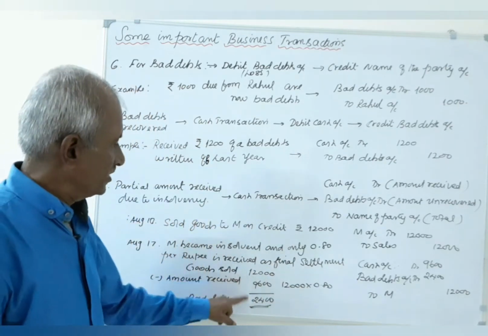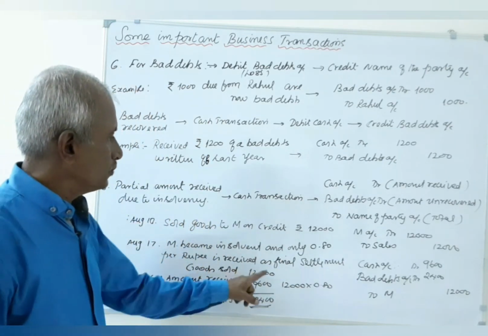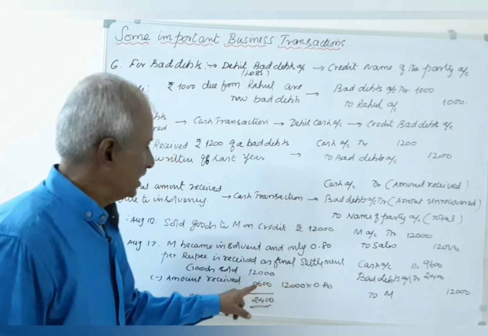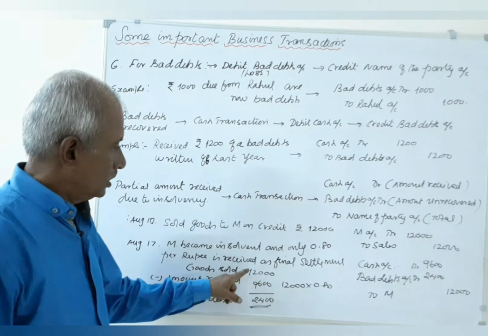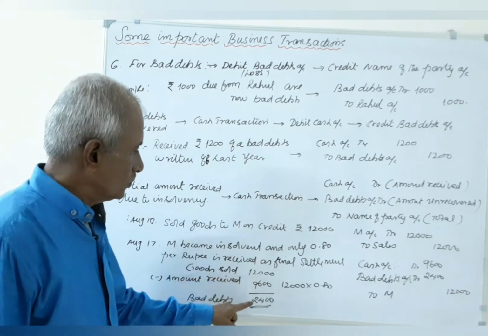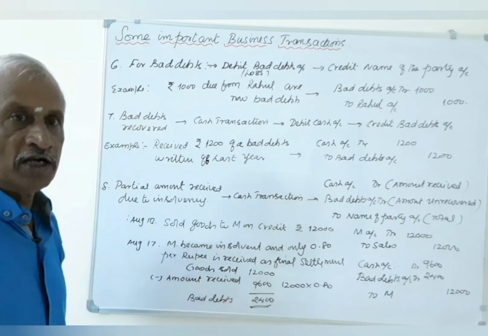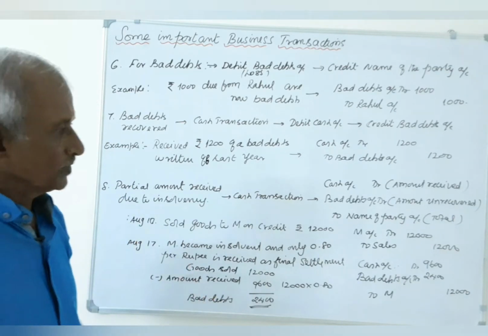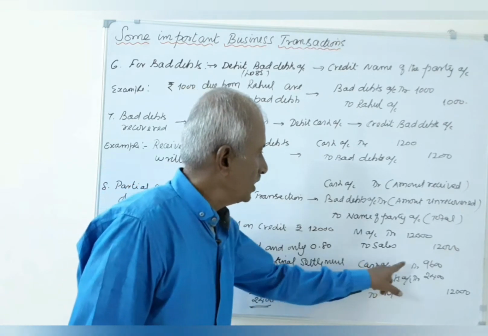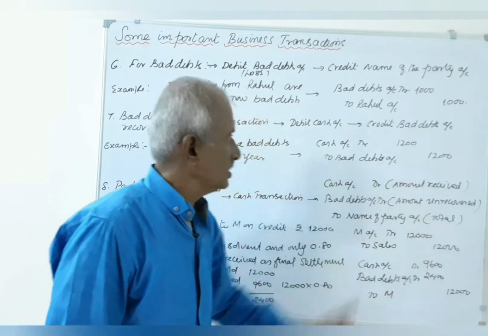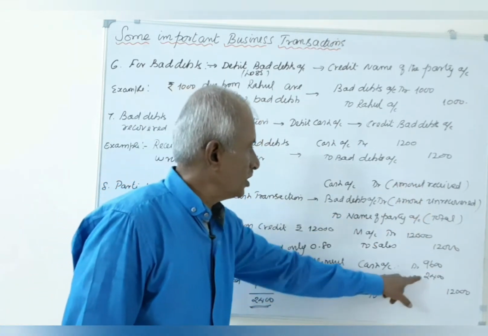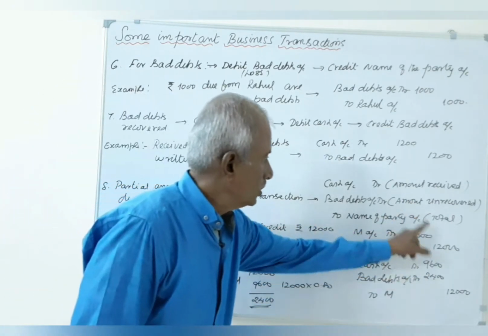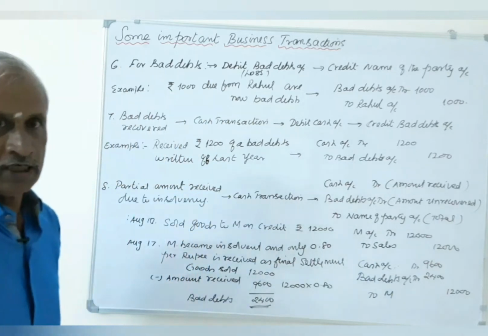So let us calculate the loss. Goods sold is 12,000. Amount received is 12,000 into 80 paise, 9,600. 12,000 minus 9,600, 2,400 is the amount not received. So it is bad debts. Let us give the journal. Cash account debtor 9,600 for the amount received. Bad debts account debtor 2,400 for the amount not received. To M, the total 12,000 rupees.